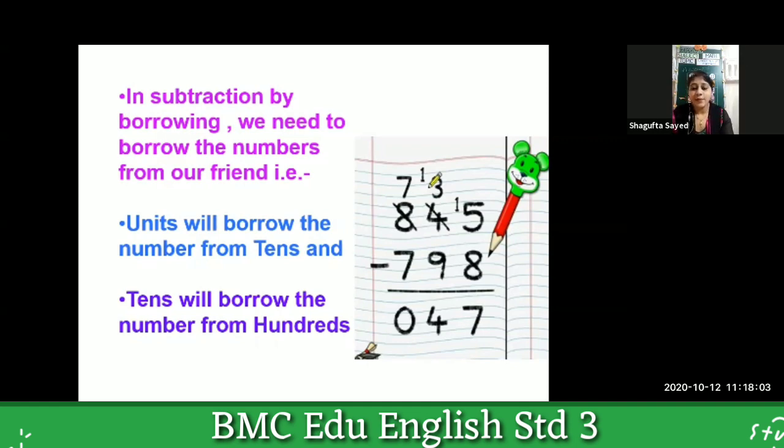And here from 3 we cannot minus 9. So again we can borrow from a 100 place, 100 friend. So from 100 we have borrowed and it has become 13. So 13 minus 9 it is 4. And last 7 minus 7 it becomes 0.